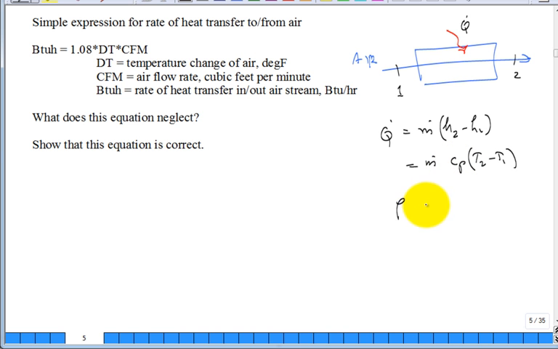And we just have to use the average value of specific heat. The mass flow rate's the density times the volumetric flow rate. I'm going to put it as AV. You could still use Q, okay, because Q we used for volumetric flow rate. Then we have the delta T, and now I have to put the C sub P with some unit conversion factors. And I'll be able to reestablish an equation that says BTUs per hour equal to 1.08 delta T in degrees F and flow rate in CFM. So what does this equation neglect? What does it neglect?